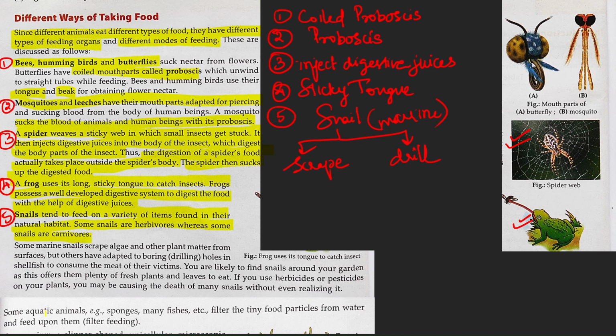The last one they have discussed here is that some aquatic animals, for example sponges, many fishes, etc., filter the tiny food particles from water and feed upon them. They're called filter feeders. Okay, so filter feeding. These are the 6 different modes of taking food they have discussed here.